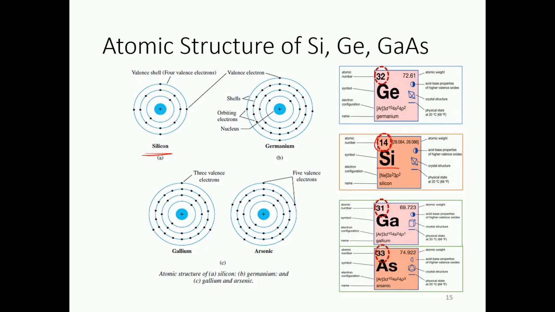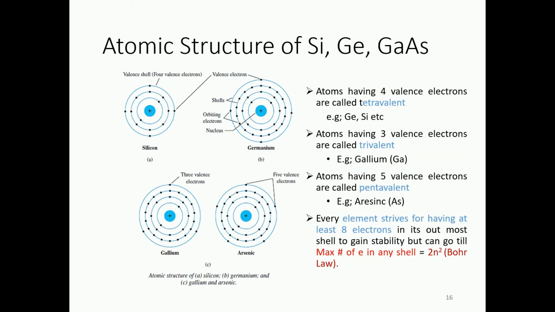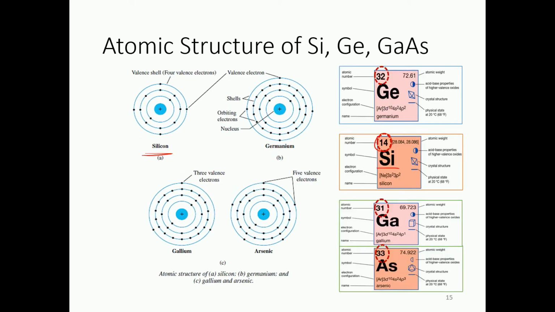Bohr said that each shell is going to have an energy, and the number of electrons in these shells is represented by a value of 2n², which we are going to see shortly. So the maximum number of electrons in any shell according to Bohr's law is 2n², which means if we talk about silicon and the 14 atomic number, they are distributed in its orbits as such. This is the nucleus. The first orbit is going to have 2 electrons, the second is going to have 8 electrons, and the last one is going to have 4 electrons. So in total we have 14 electrons in this complete atom of silicon.